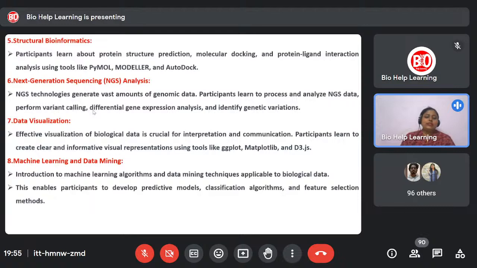Seventh one is data visualization. For this, you can learn very informative visual representations using tools like ggplot, matplotlib, and d3.js. Eighth one is machine learning and data mining. Here you can also learn machine learning platforms and data mining, and participants develop predictive models based on machine learning programs and languages, classification algorithms, and feature selection methods. So these are the skill development programs carried out by BioHealth Learning. You can also enroll for them, so it is very useful for your curriculum.